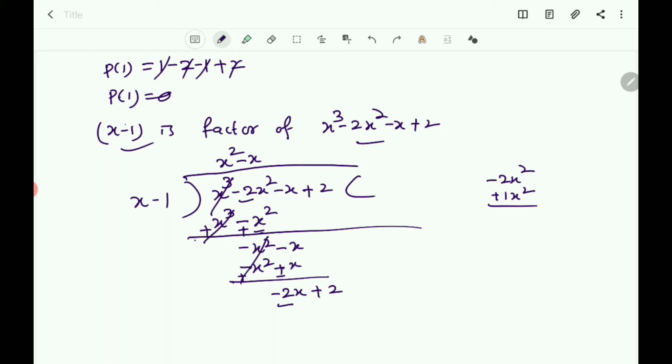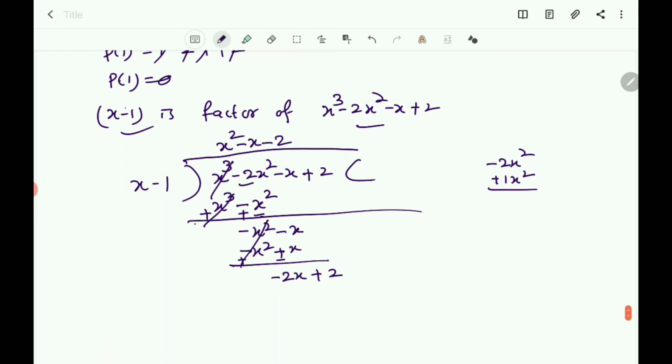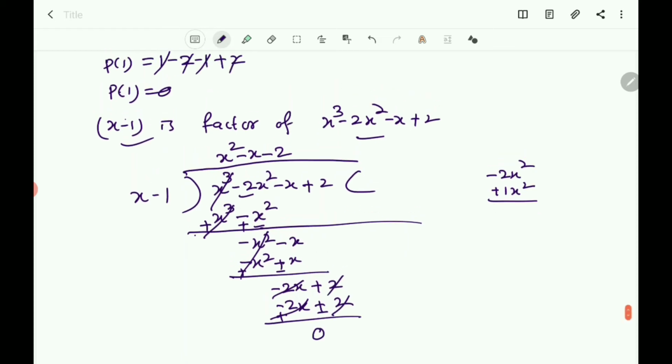So x must be multiplied by minus 2. So multiply both terms by minus 2. x into minus 2 is minus 2x, minus 1 into minus 2 is plus 2. Change the sign, minus 2x becomes plus 2x, plus 2 becomes minus 2. So plus 2x minus 2x cancels, minus 2 plus 2 cancels, so you will get 0.